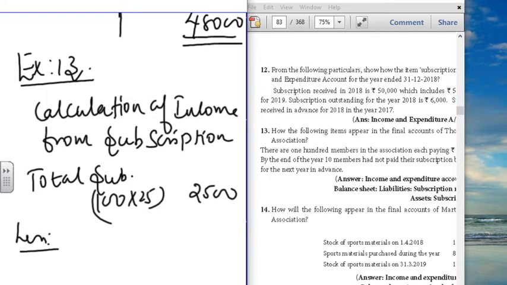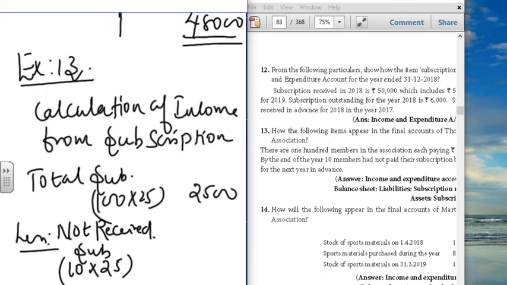What does less mean? By the end of the year, 10 members had not paid their subscription. Not paid their subscription means not received the subscription. So how many members? It is 10 members, and the amount is 25, so it's going to be 250. They have not paid, so we have received only 2250.